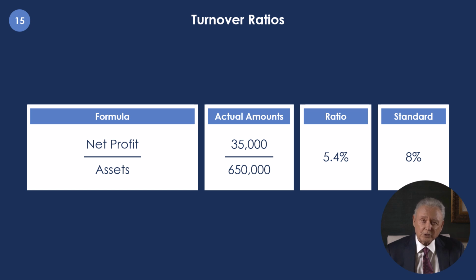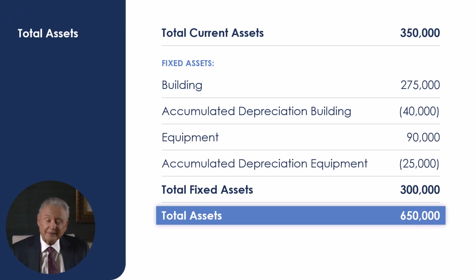The standard for a clothing retailer is 8%. Our actual return is 5.4%, suggesting a below standard outcome. If we were meeting the standard, 8% times 650 equals 52,000. That would be the budgeted profit for the company. In this slide, we see the lower part of the balance sheet, showing total assets of 650,000.